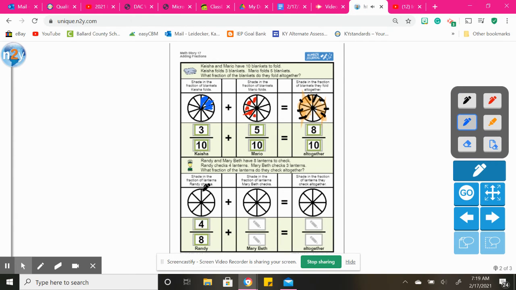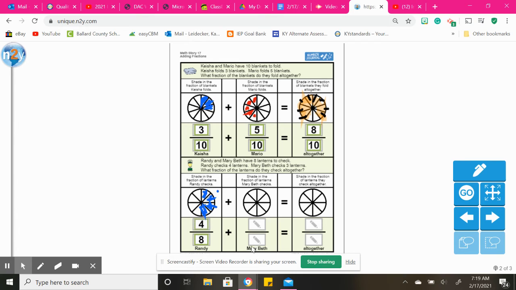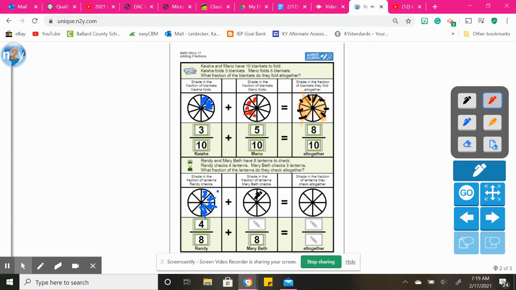So I'm going to do 1, 2, 3, 4. So he checked half. See how this is half of the circle? So he checked half of the lanterns. Mary Beth. Okay, there's 8 lanterns still, and Mary Beth checks 3. So 1, 2, 3.